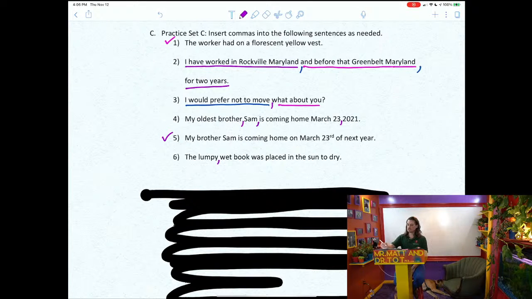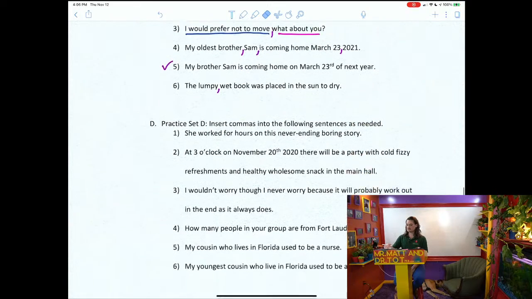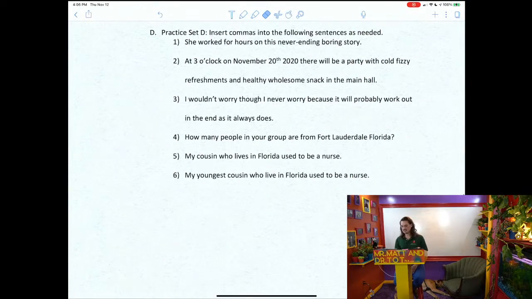If you have any questions, then please let me know. Otherwise, let's look at practice set D. I'll give you 6 minutes and then we'll review.